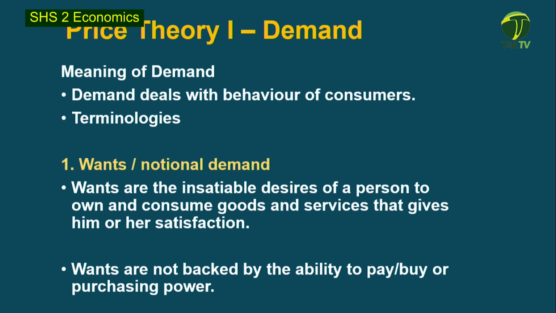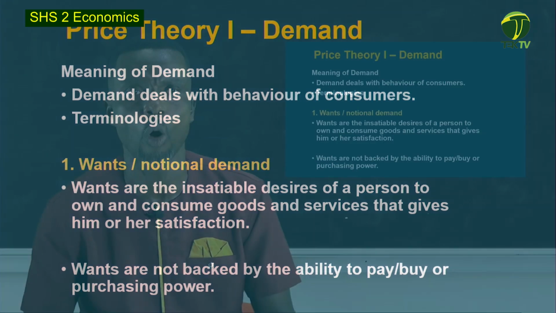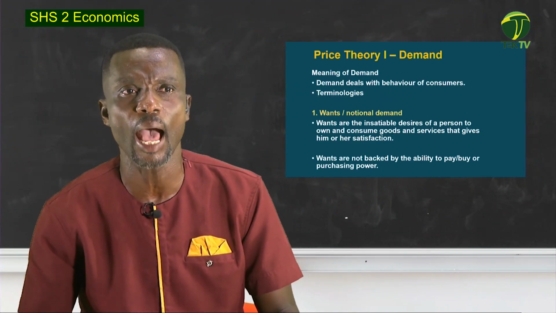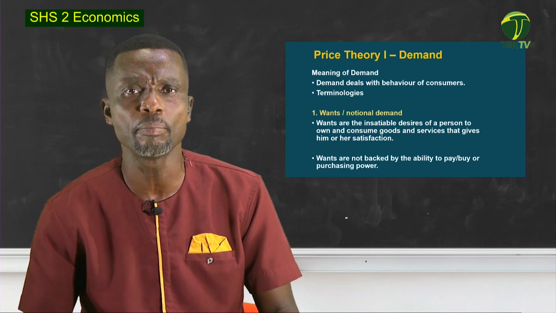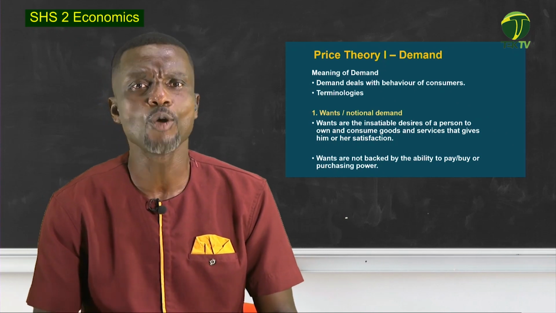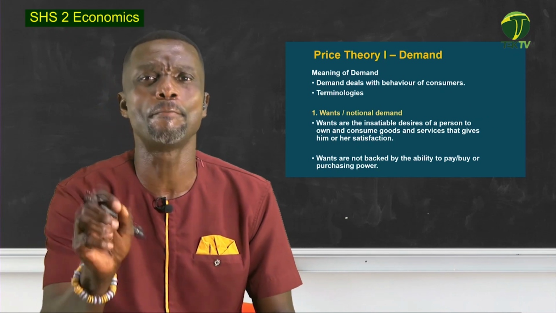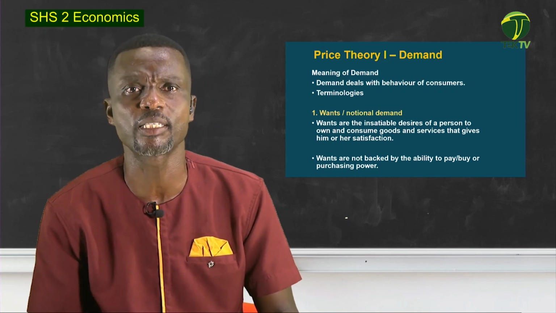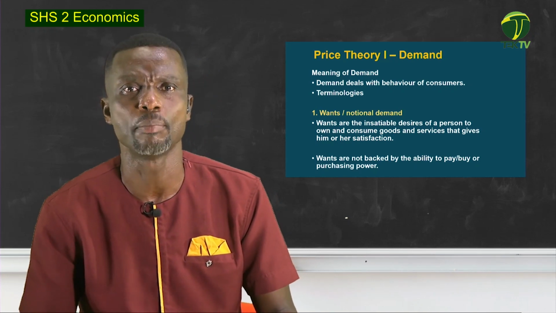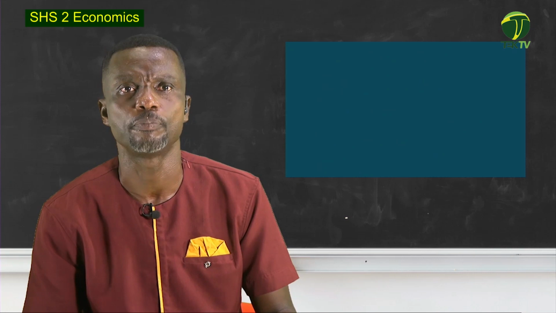So you may go to the mall and do window shopping of the goods available in the mall. You look at how beautiful they are, you try to admire them, but you are unable to pick one and pay for it. You are only expressing a notional demand for that particular commodity.